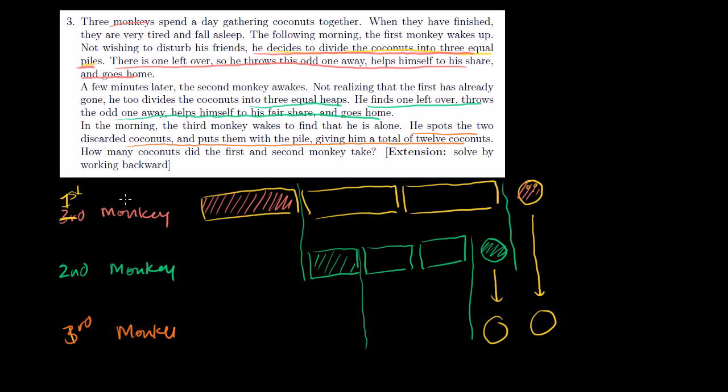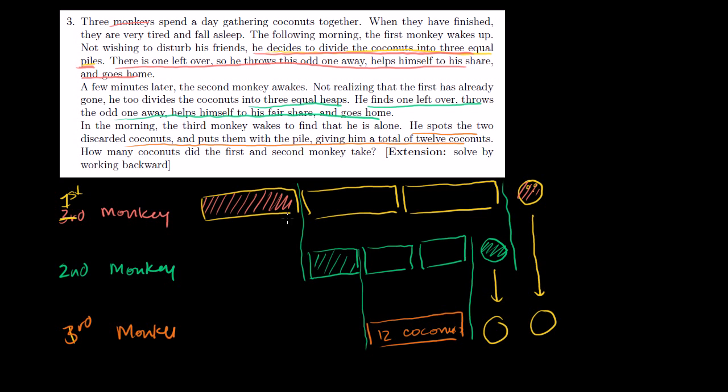This was the first one to wake up, has one left over, 3 equal piles, one left over, keeps one for himself. Second monkey, he sees these coconuts. He makes 3 equal piles, has one left over. Then the third monkey wakes up, sees these 2 coconuts, and then sees what's in the pile. And he has a total of 12 coconuts. And so they're asking, how many coconuts did the first and second monkey take?